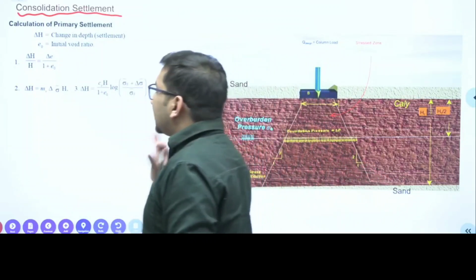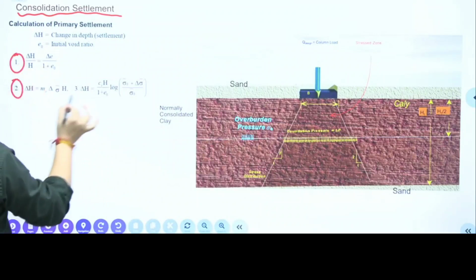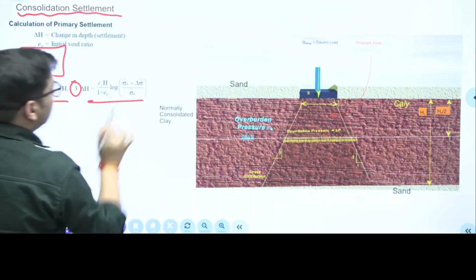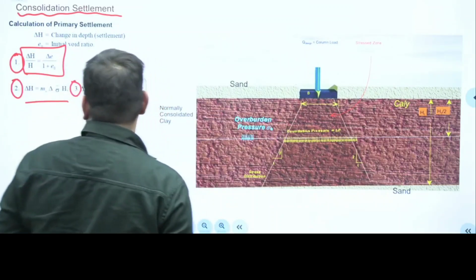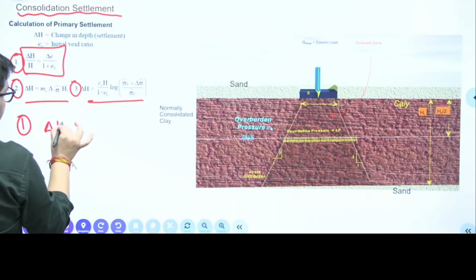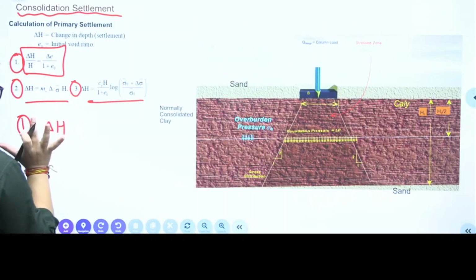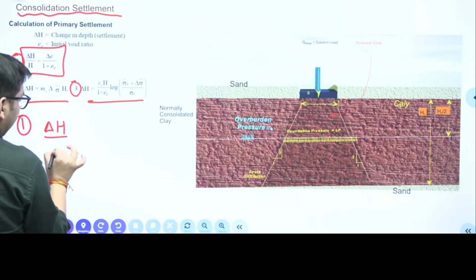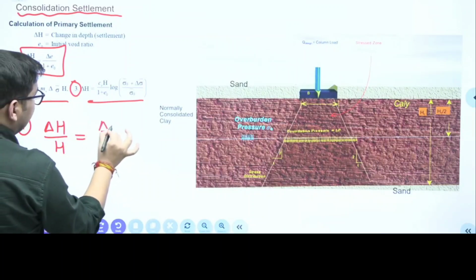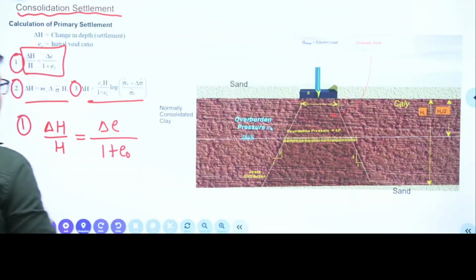Now there are mainly three formulas by which you can find the consolidation. All the formulas are correlated. If this particular formula is known to you, you can derive all the other formulas also. So what is your first formula? Delta H is your total settlement. Remember, this is your ultimate settlement value. So your ultimate settlement upon thickness of compressible layer is given as delta e, change in void ratio, upon 1 plus e naught. Clear?